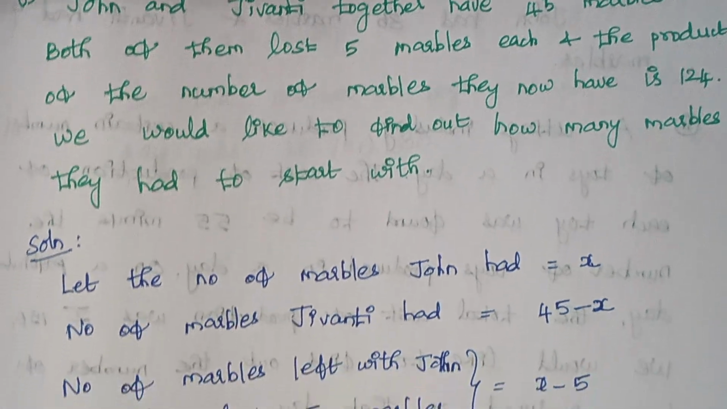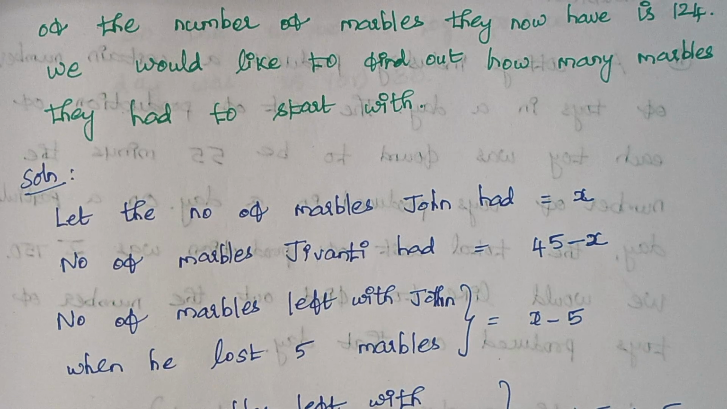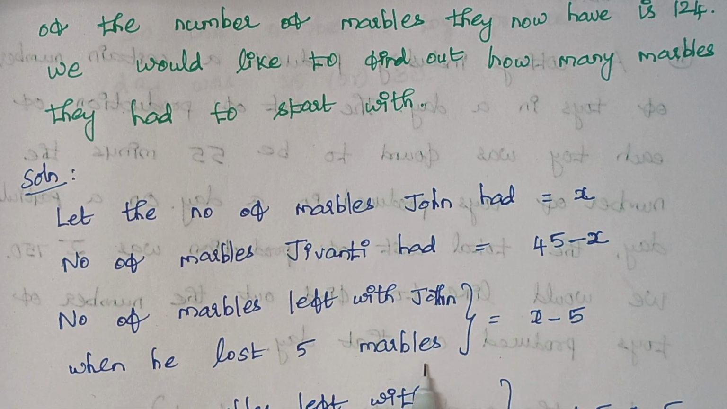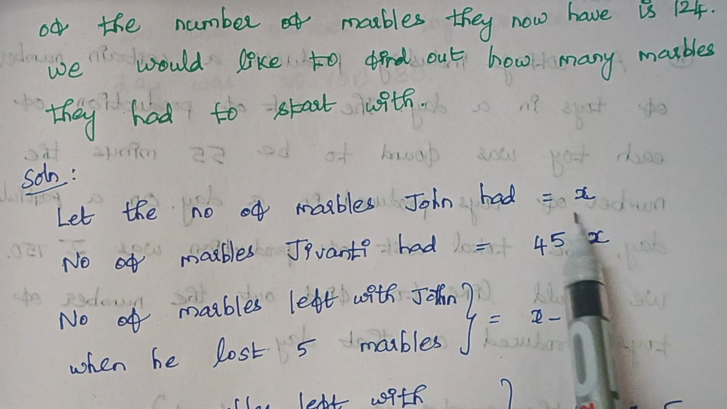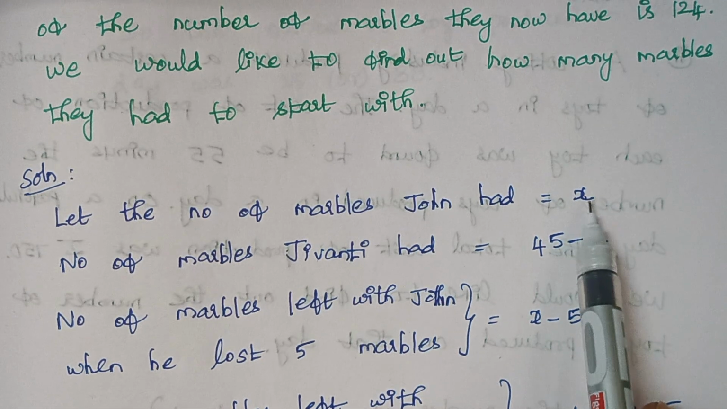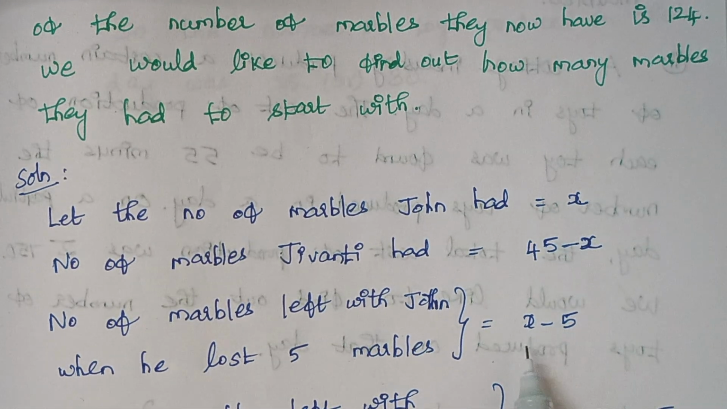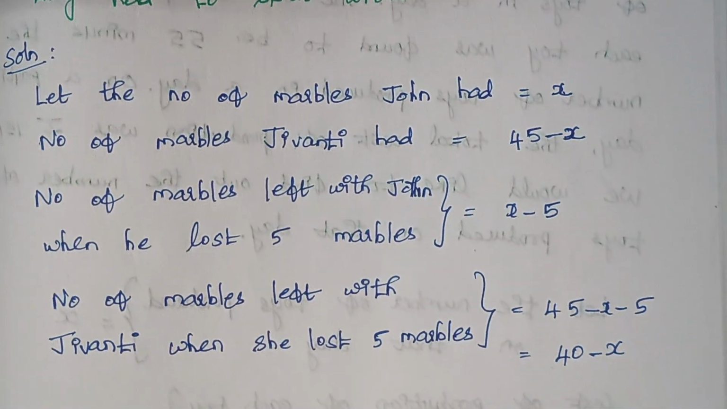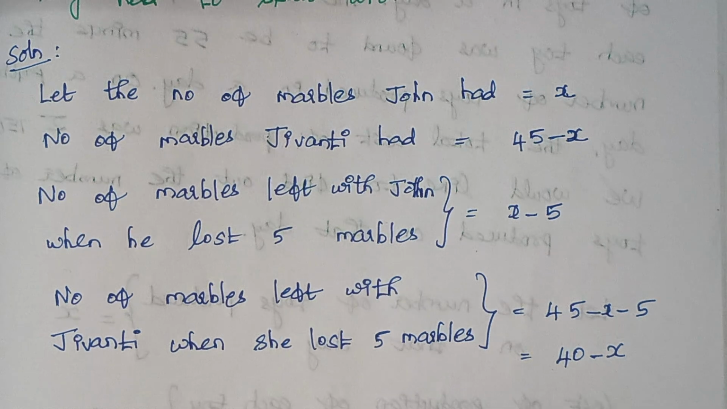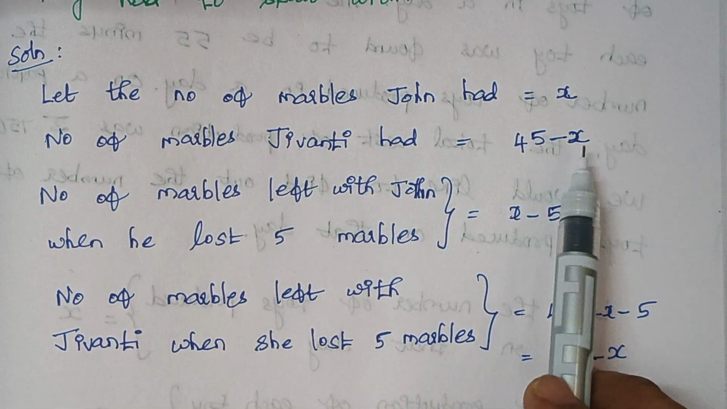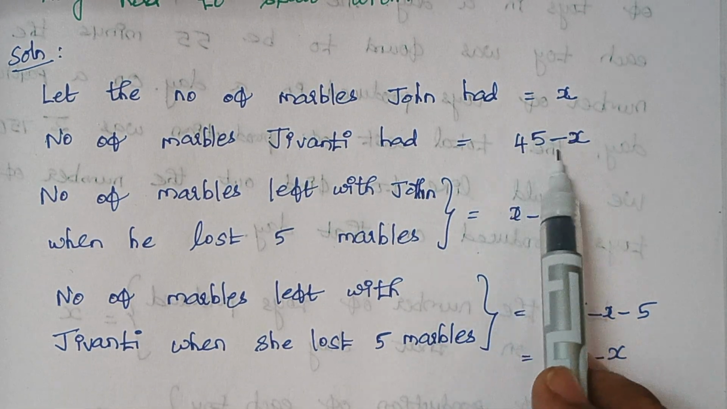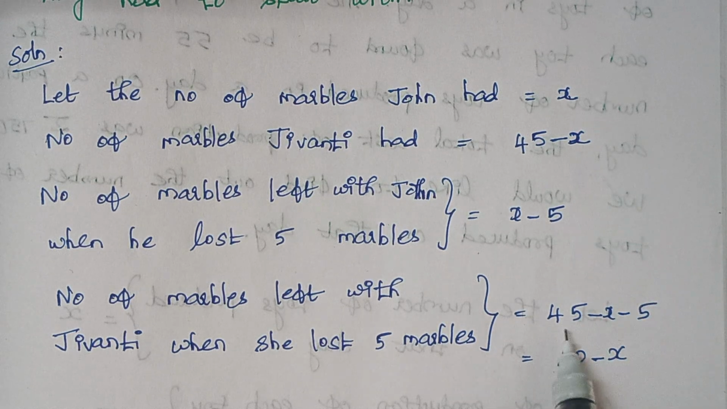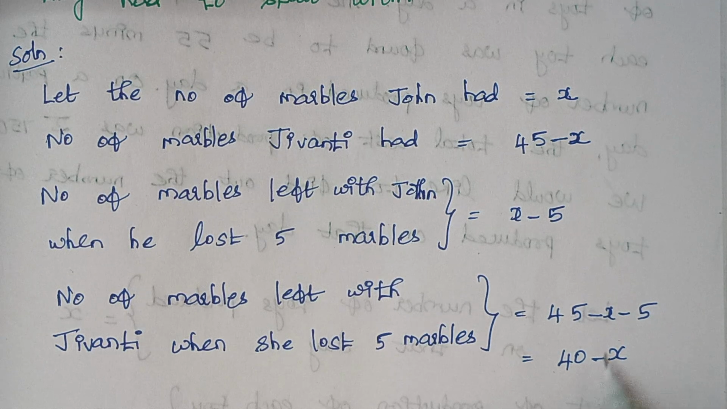Right. Now, the number of marbles left with John when he lost 5 marbles: initially he has x. He loses 5 marbles. Therefore, it is x minus 5. And the number of marbles left with Jivanti when she lost 5 marbles: Jivanti has 45 minus x. From this, she loses 5 marbles. Therefore, 45 minus x minus 5. So 45 minus 5 gives you 40. So here it is 40 minus x.